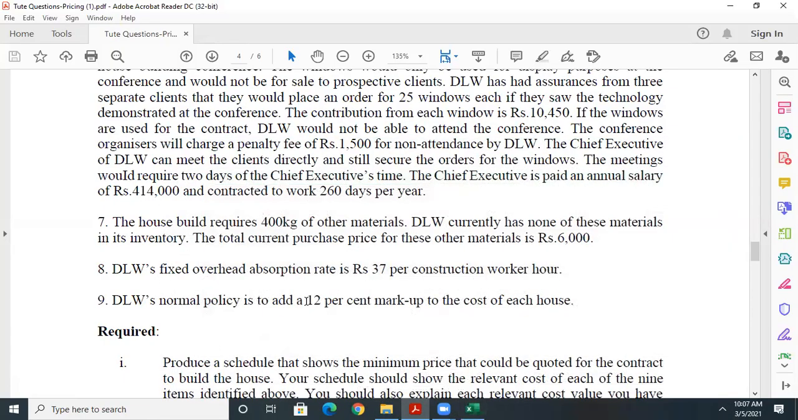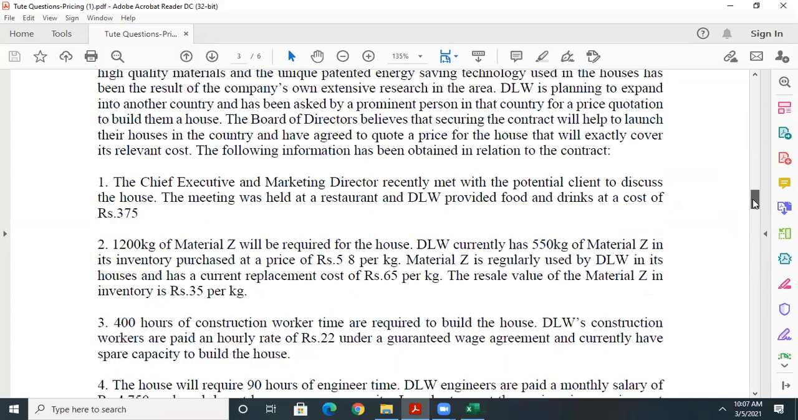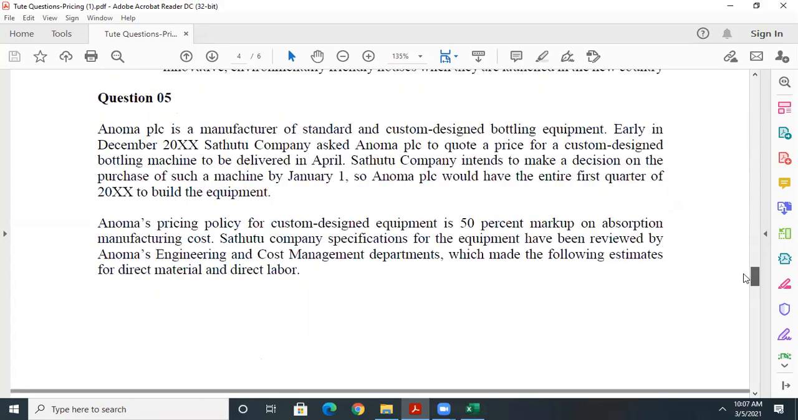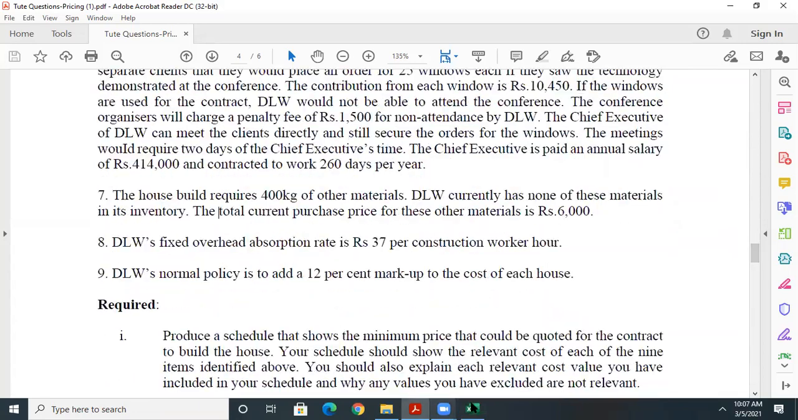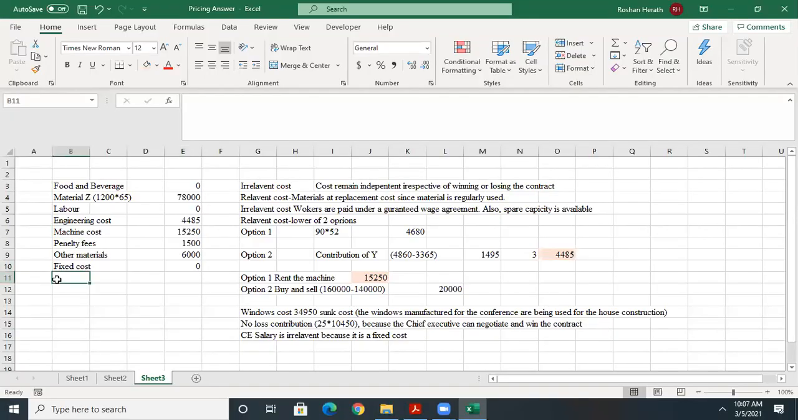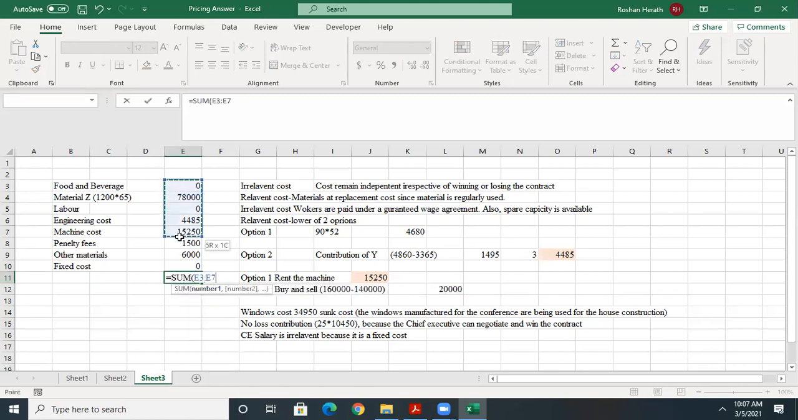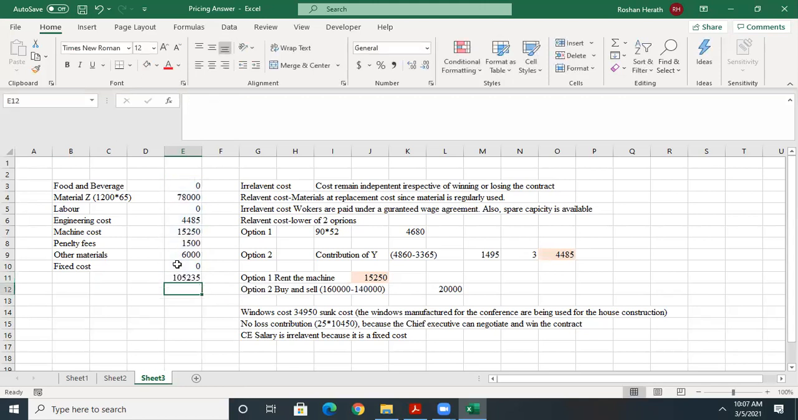The DLW's normal policy is to add 12% markup to its cost, but because the question had said that you are only trying to secure the relevant cost, that is also irrelevant. Profit margin is irrelevant. No profit margin. So මේ ටික තමයි cost ටික වෙන්නේ පුතාලා. අපි මේක එකතු කරලා බැලුවොත් this is it. So this is your relevant cost.